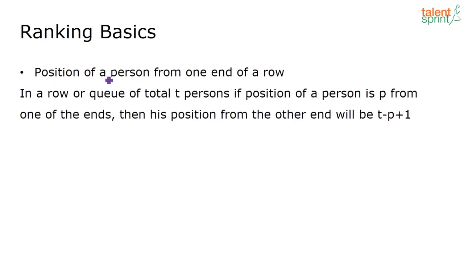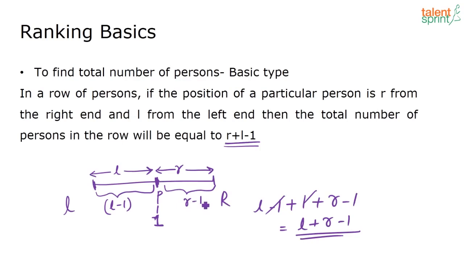See, to find the position of a person from one end of a row. Now R minus 1 persons are there. Now totally, how many people are there in this queue? L minus 1 plus R minus 1 plus this person P, correct? So L minus 1 plus 1 plus R minus 1. So there are L plus R minus 1 people. I hope it's clear.